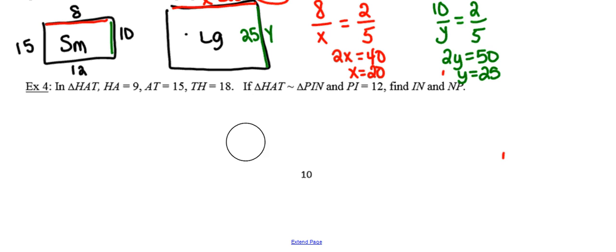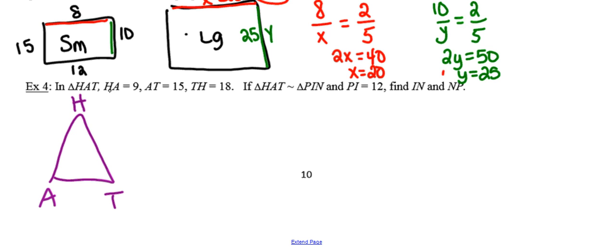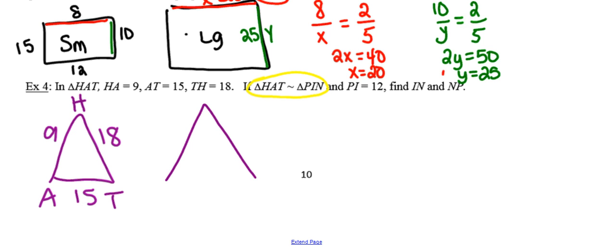All right, example 4 talks about a triangle. We couldn't have a good video here without at least talking about one triangle. So I'm going to start with triangle HAT. I'm going to label all my dimensions in my picture. So H to A is 9, A to T is 15, T to H is 18. They tell us that this triangle HAT is similar to this triangle PIN. So I'm going to go ahead and draw a triangle PIN. I know that H will correspond with vertex P, A will correspond with vertex I, T will correspond with vertex N. They also tell us that the distance between points P and I is 12.